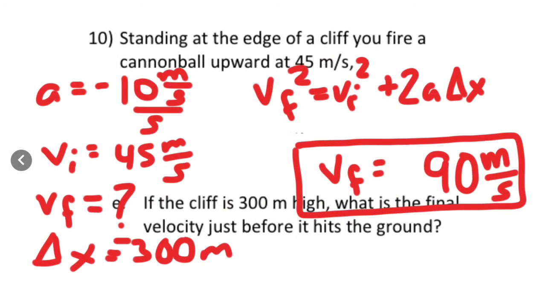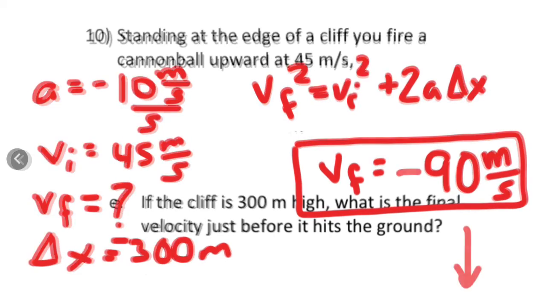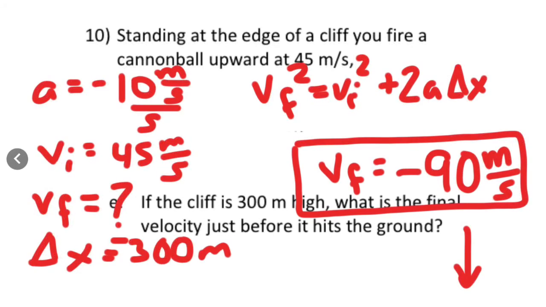Well, it should have. And this is the way to really solve it. Get 90 meters per second. Except you don't. You should get negative 90 meters per second because when you take the square root, you need to choose the negative value. It is down at the base of the cliff.